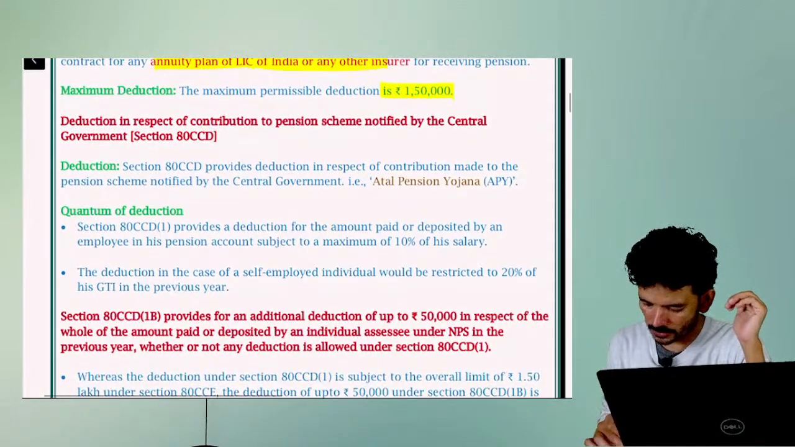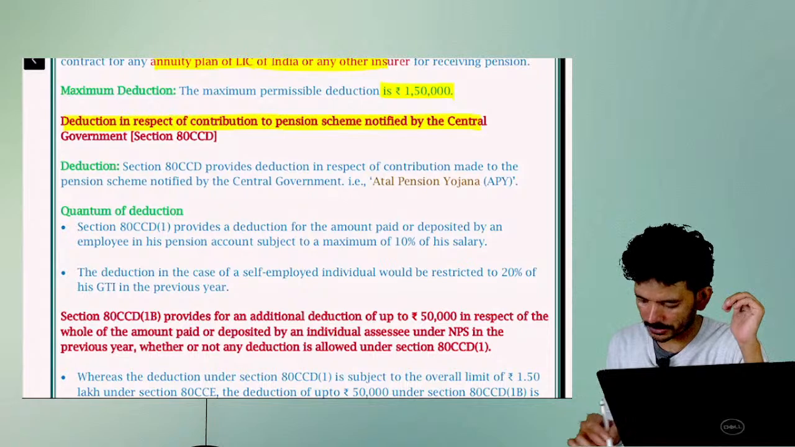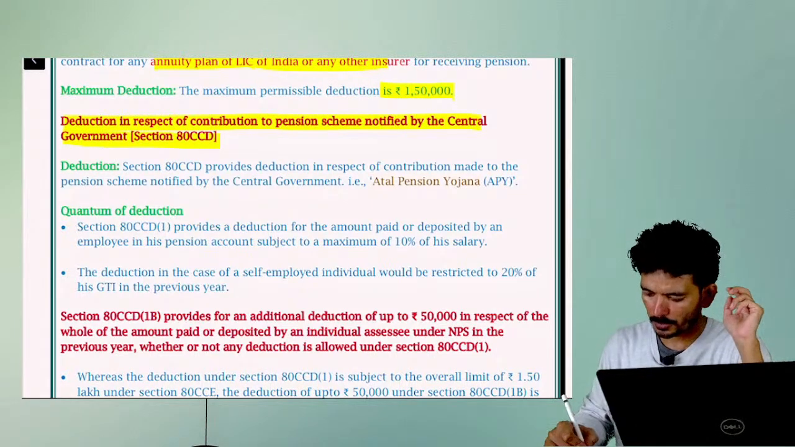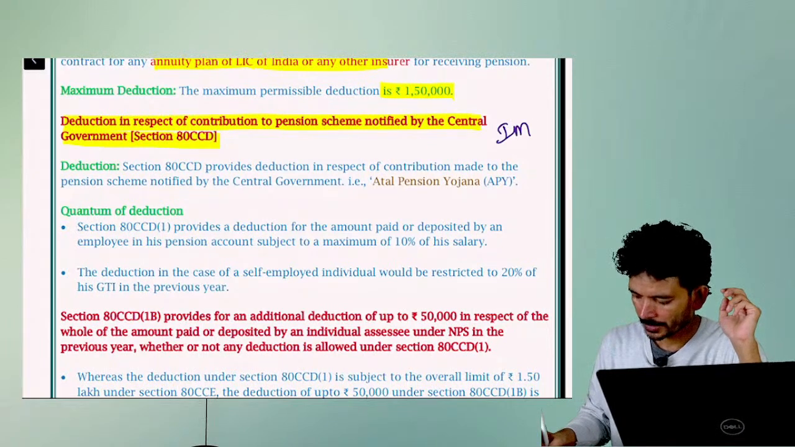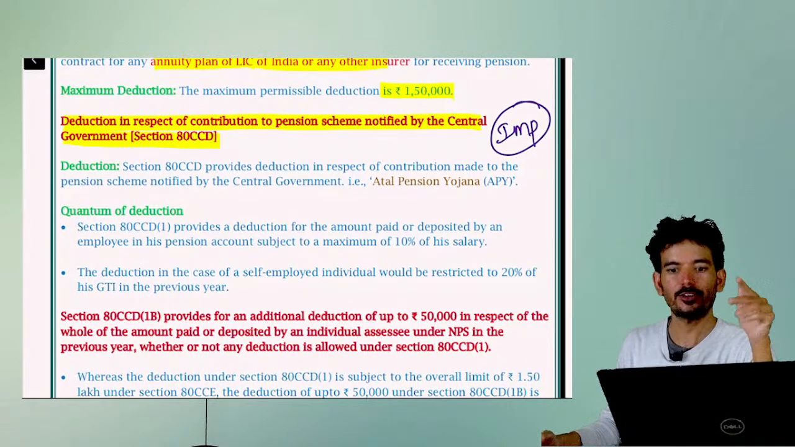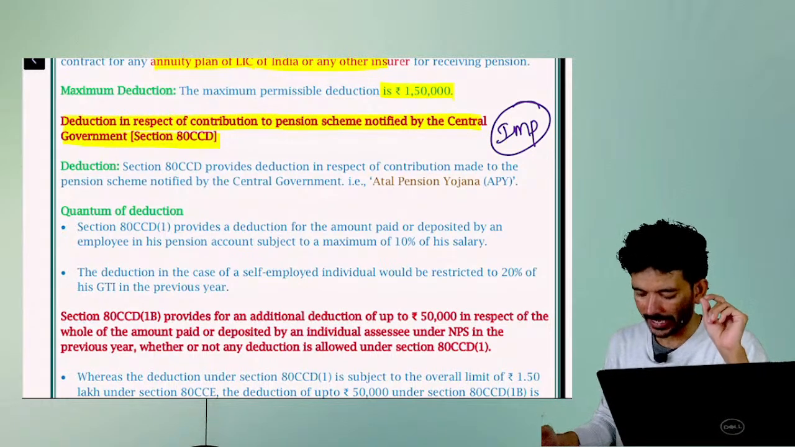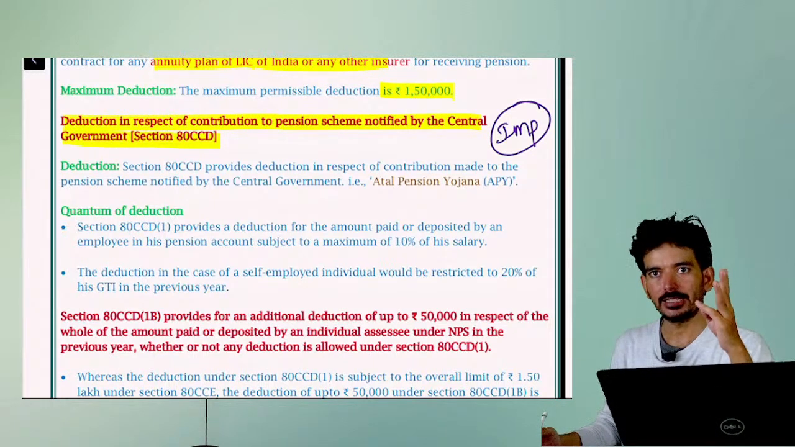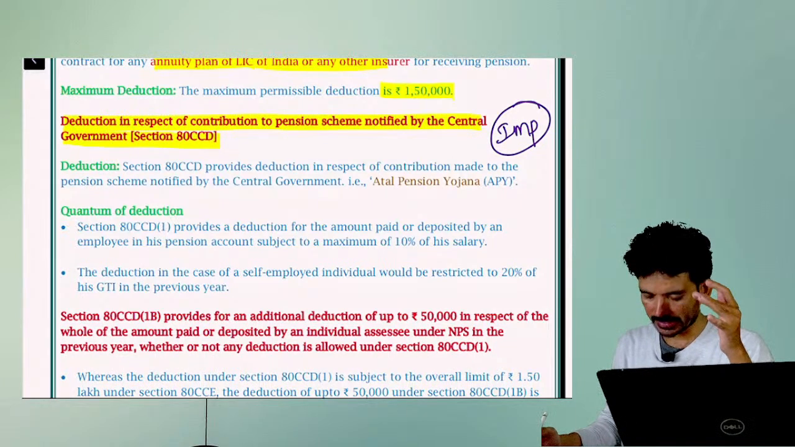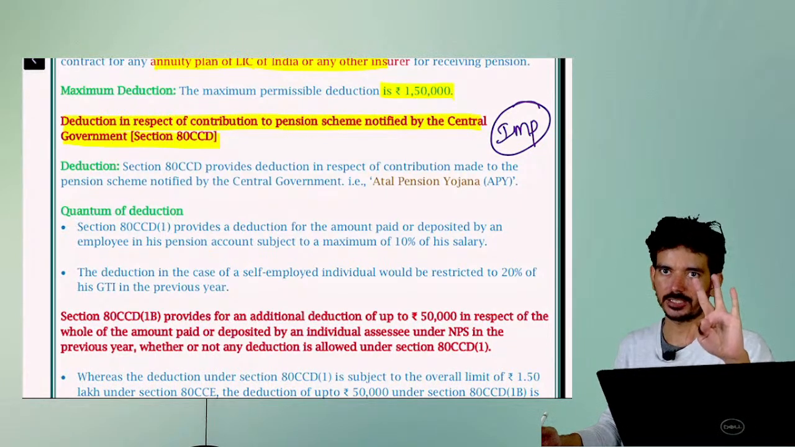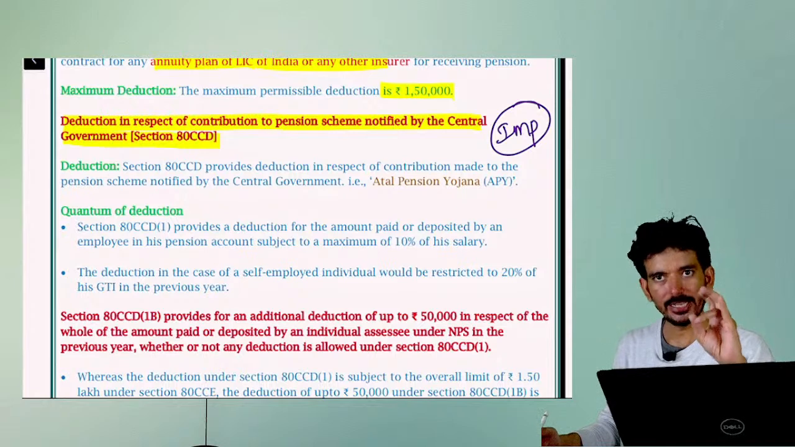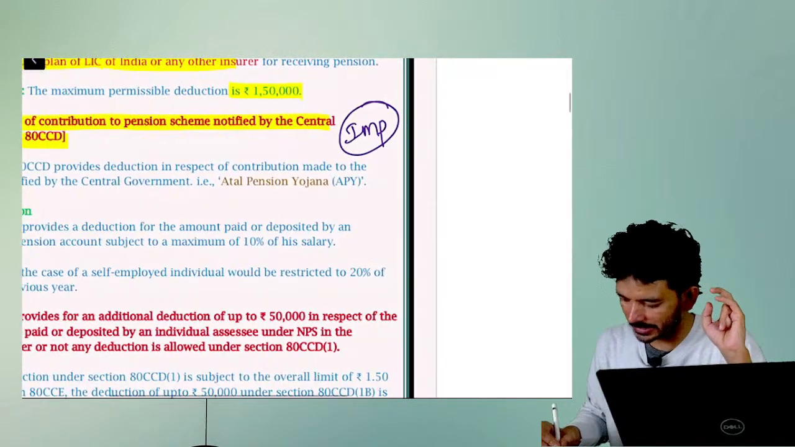Then you have something called deductions in respect of contribution to pension scheme notified by central government, 80CCD. So this is the trickiest section of all the sections that we have. Pay maximum attention because you have 80CCD(1), 80CCD(1B), 80CCD(2). So there are three sections. 80CCD(1) will come under 80CCE.